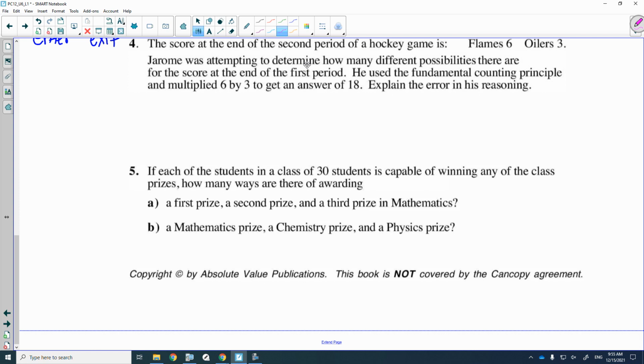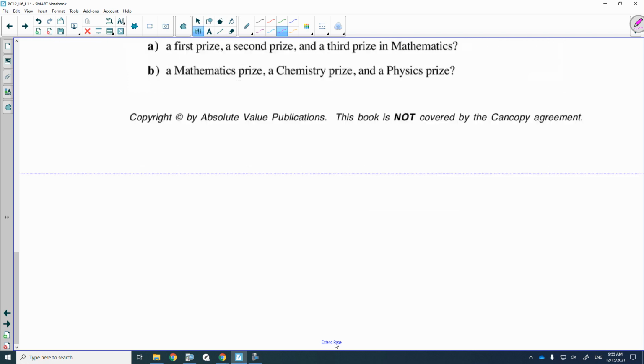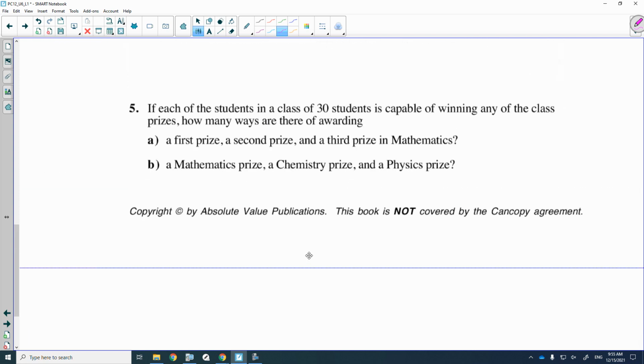Number five. I have 30 students in my class. Somebody's going to get first prize, somebody's going to get second, and somebody is going to get third. How many ways can I award first, second, and third place? Those are the three stages. This is first place, this is second, this is third. If I have 30 students in my class, there's 30 possible students that could get first place.